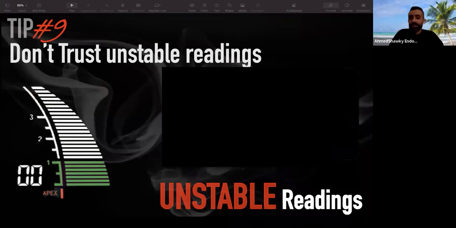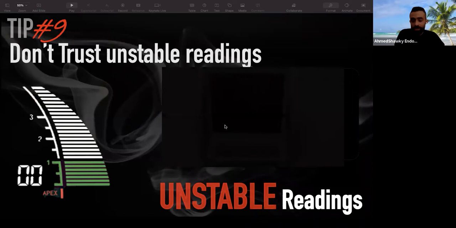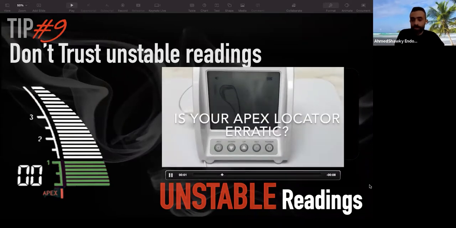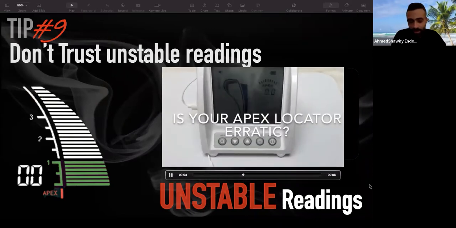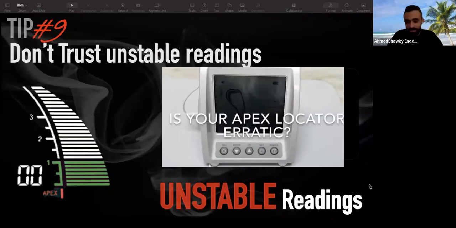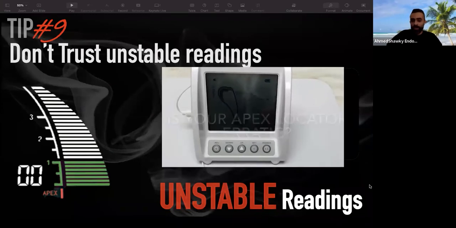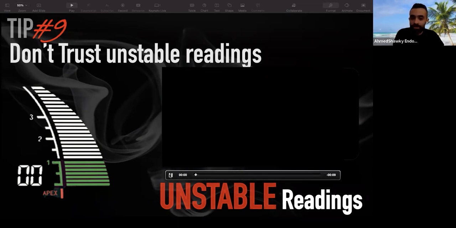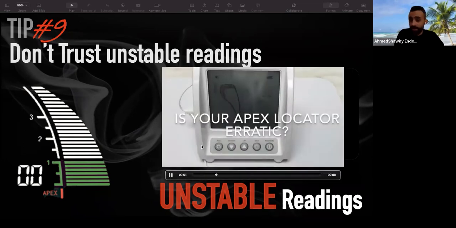Tip number 9 is do not trust the unstable readings. Let me show you here this video about a different brand of apex locator. It's not that good, but when you enter with your file, it gives you an apical reading and then it comes up. Apical reading and comes up. This is called unstable reading or erratic apex locator reading.